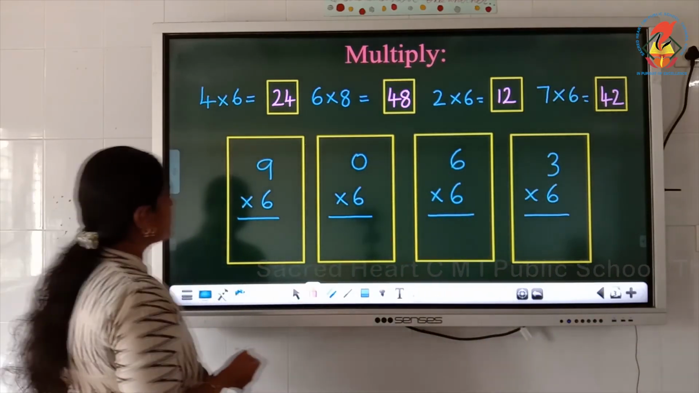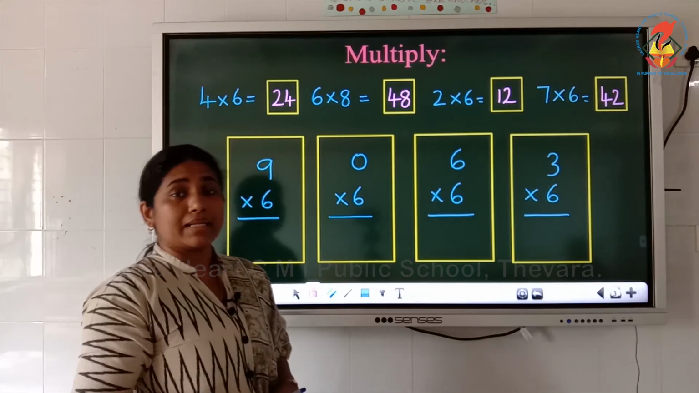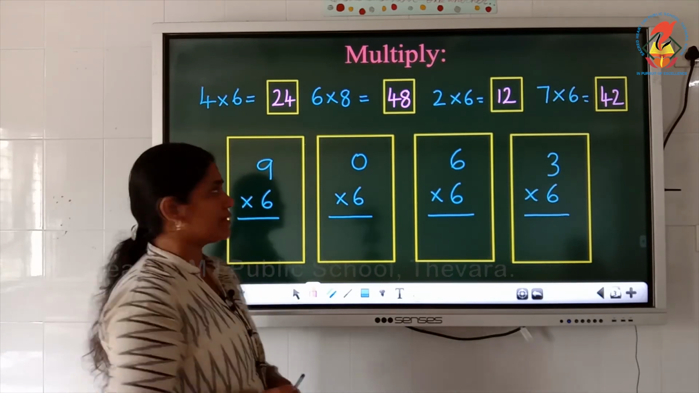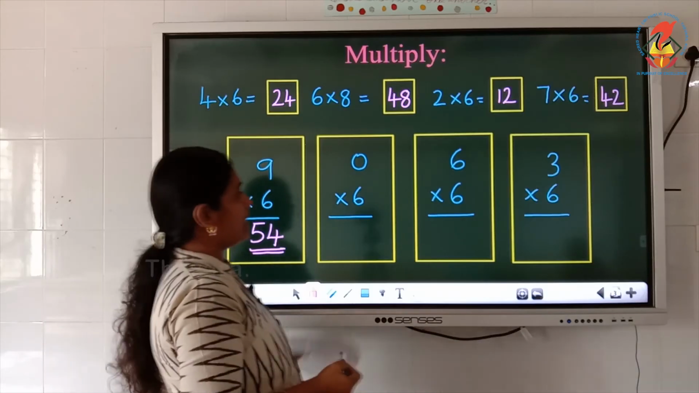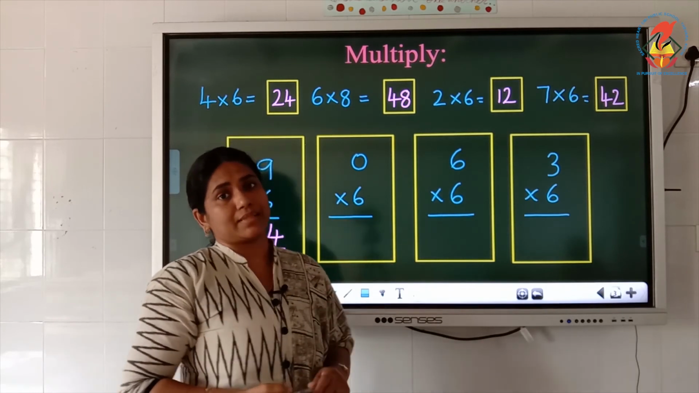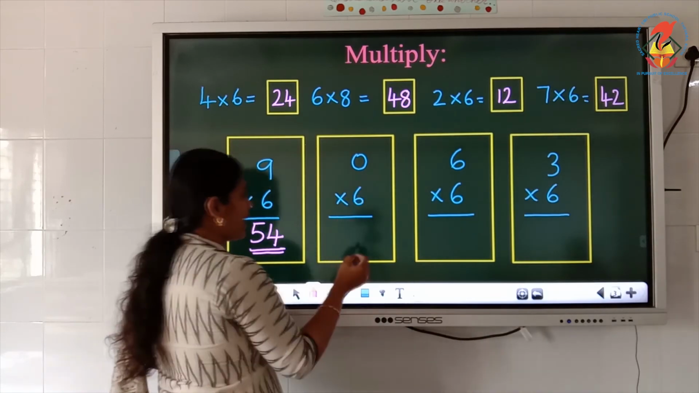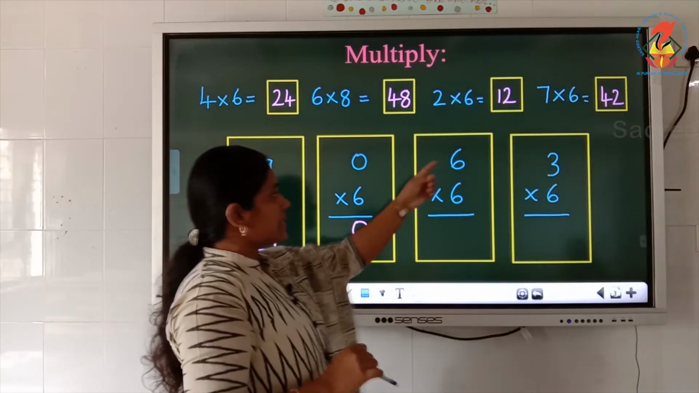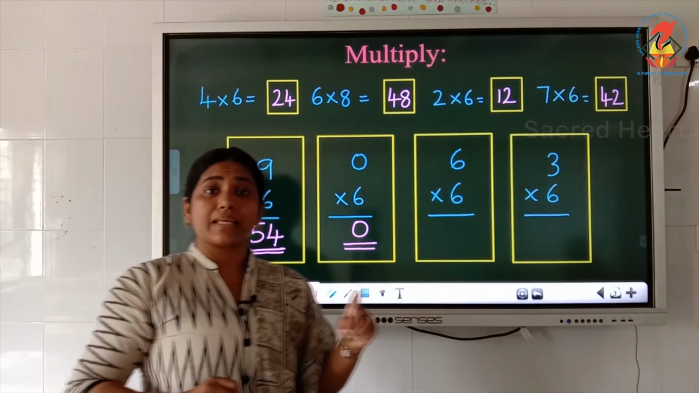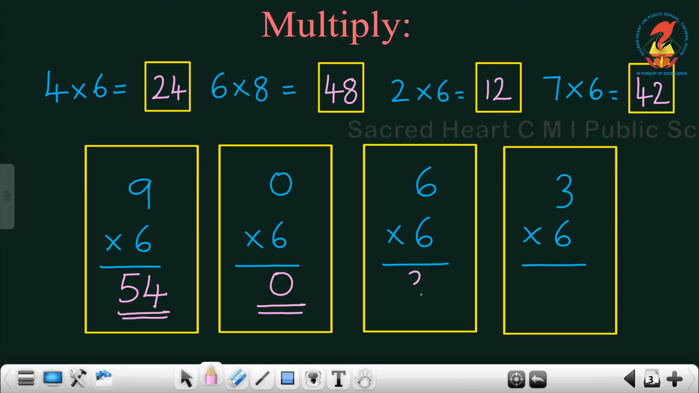Okay, now let's do some vertical questions. 9 times 6. 9 6 are, what is the answer? 54. Now next one. 0 into 6. You know the rule, the property of multiplication. Multiplying by 0, the answer is always 0. Now 6 times 6. From the table, 6 6 are 36.